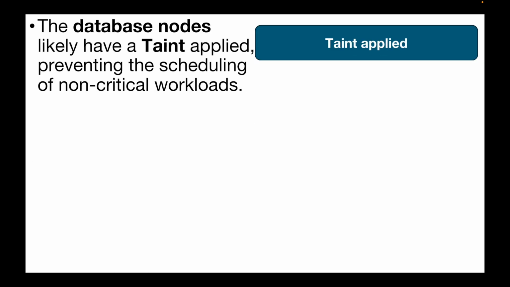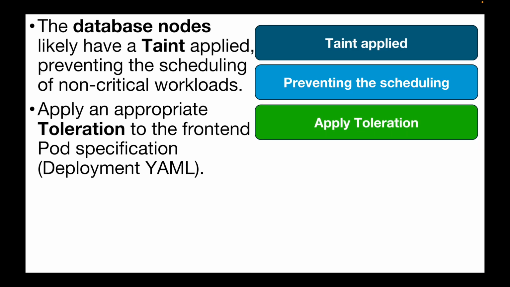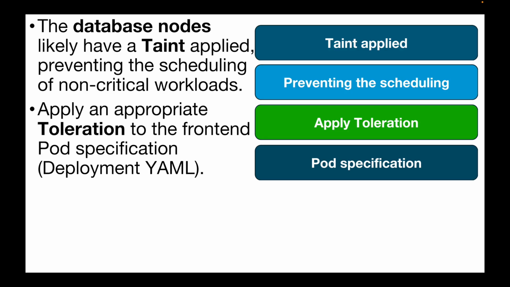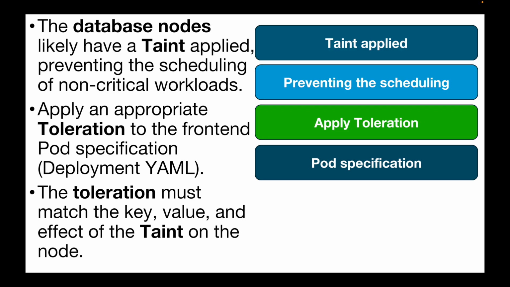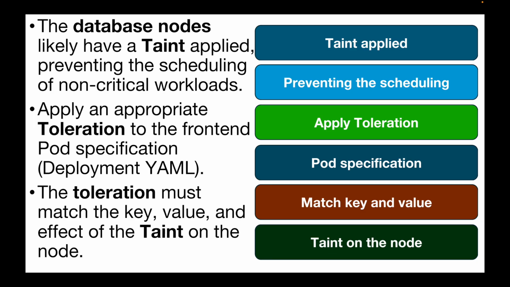So the database nodes likely have a taint applied, which can be preventing the scheduling of non-critical workloads. For this, you can apply an appropriate toleration to the front-end pod specification, which is basically your deployment YAML specification file. The toleration must match the key-value pair and the effect of the taint that you have applied on the node. So basically, the taint on the node and the toleration defined in the YAML file should match, and then your workloads will start deploying on your database nodes.